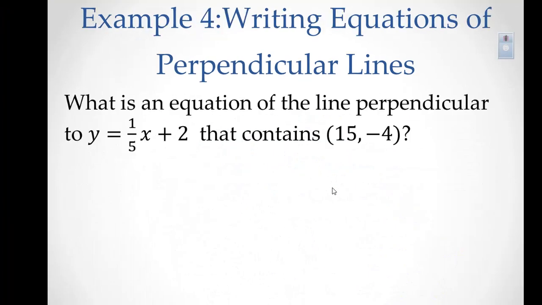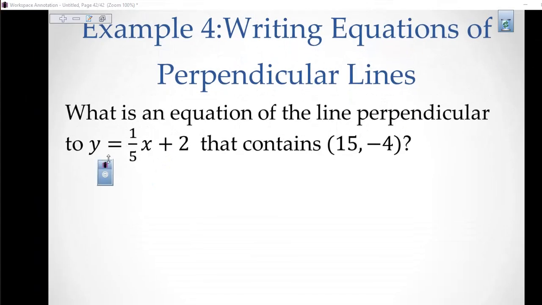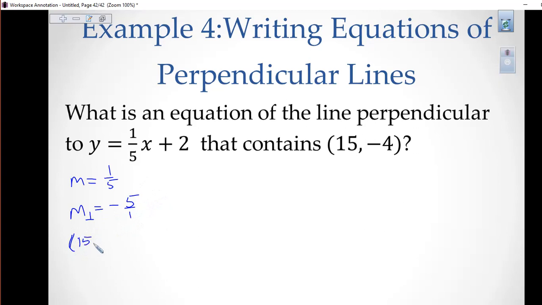So now let's apply this to writing equations. What is an equation of a line perpendicular to y equals 1/5 x plus 2? So let's start off by identifying our slope, just like we did before. If it was a parallel line, we'd use the same slope of 1/5. But we're going to make a line perpendicular, so we have to take this number and change the sign, and now make it 5 over 1, or just 5. So negative 5 is our slope. The point, once again, is going to be 15 and negative 4. Take whatever they give us.